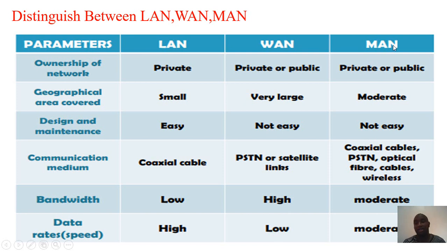The metropolitan area network covers a city or a large geographical area. It's both private or public, and it covers a moderate area, mostly a town or a city. It's not easy to design because you have to get various approvals, and also configuration is slightly hectic. The metropolitan network mostly uses coaxial, the PSTN, optical fiber cables, and wireless. The bandwidth is moderate, and the data speeds are moderate.